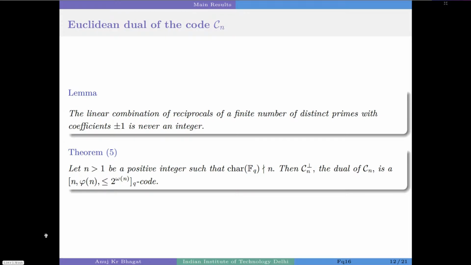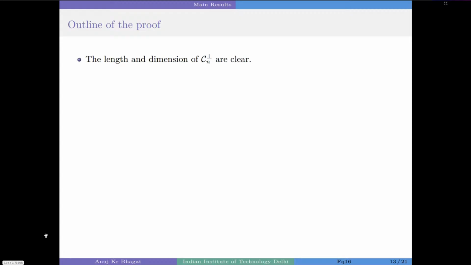But I have proved that the distance cannot exceed 2 to the power omega(n). And what is omega(n)? It is the number of distinct prime divisors of n, so again it depends on the prime factorization of n. I have a very quick outline of the proof. The idea is to construct a codeword whose weight is exactly 2 to the power omega(n), and that will indeed prove that the distance cannot exceed 2 to the power omega(n).